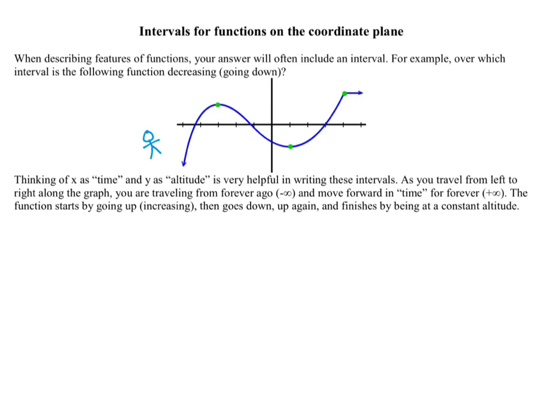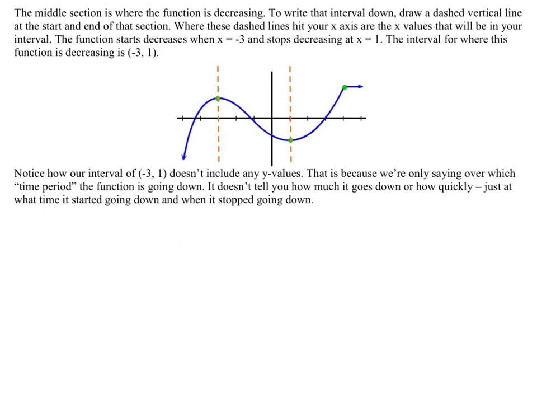And if I was going to write down the interval for which time you're going down, that would be in a little bit different fashion, but it's really similar to what we've been dealing with. If I want to figure out where this is going down, once again, imagine we have this guy walking left to right. He starts by going up, and then at this point here, he starts going down, and then he stops going down at this point. So what you're going to do to write down your interval is go to your start point and draw a vertical line, and go to your end point and put a vertical line.